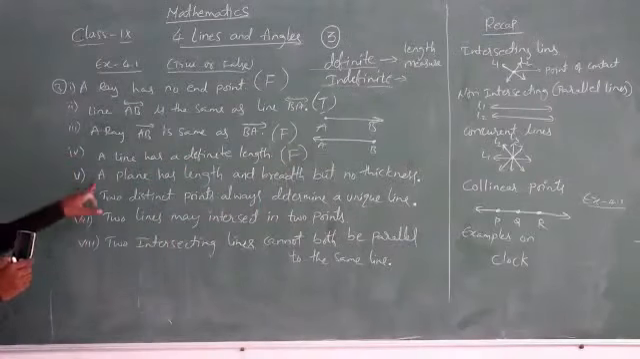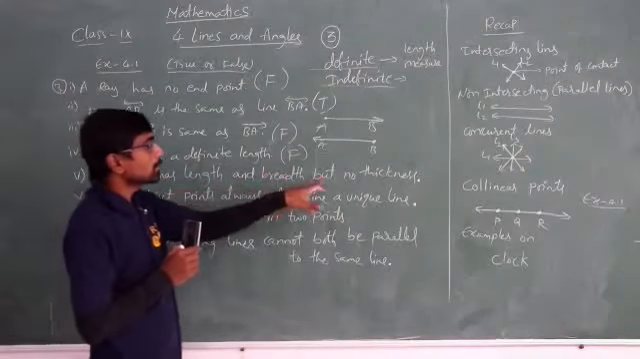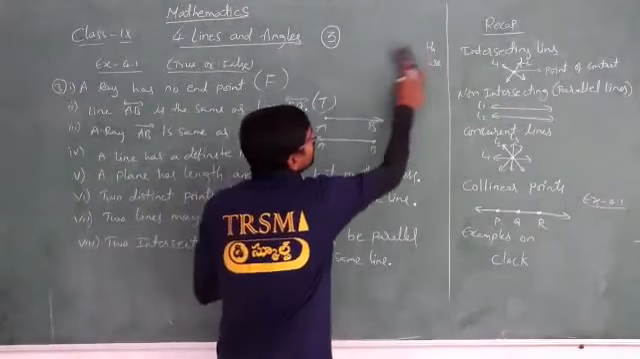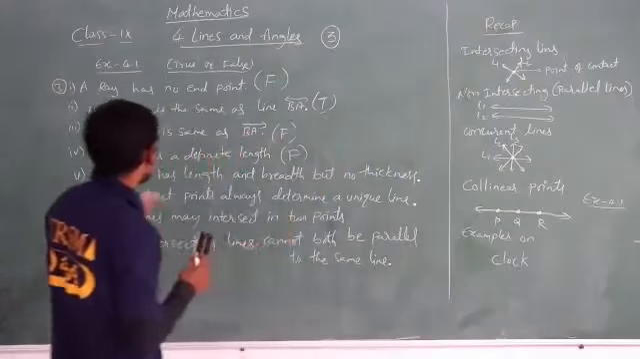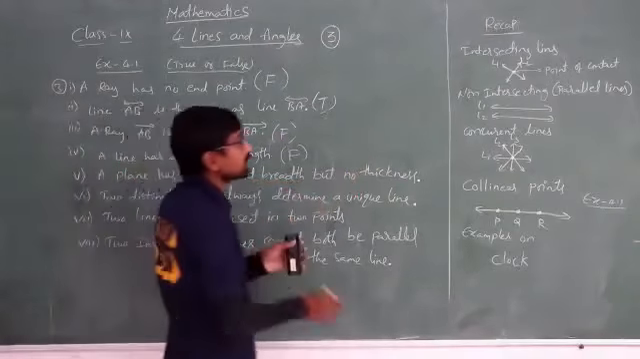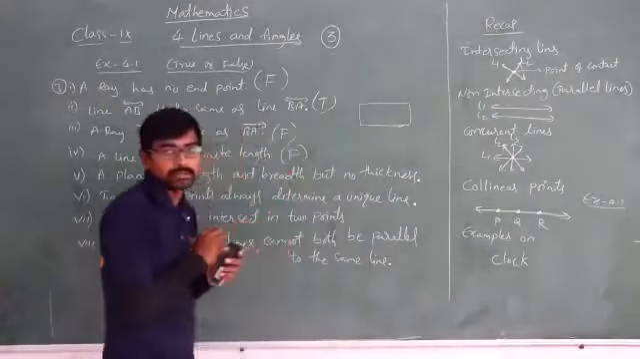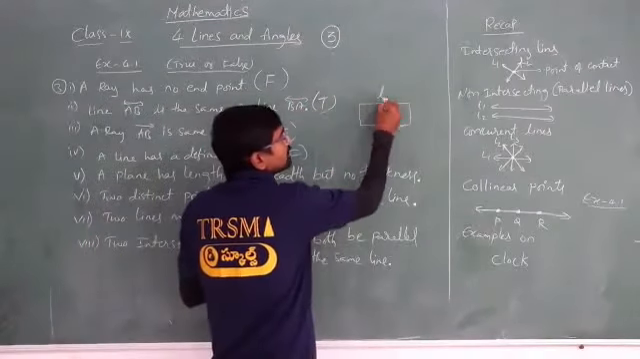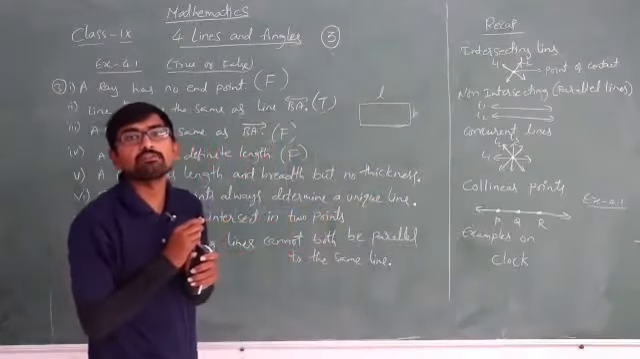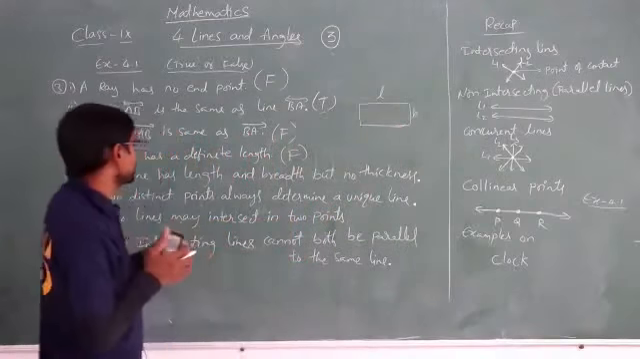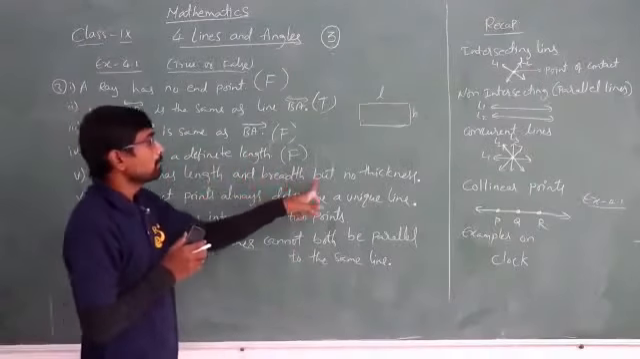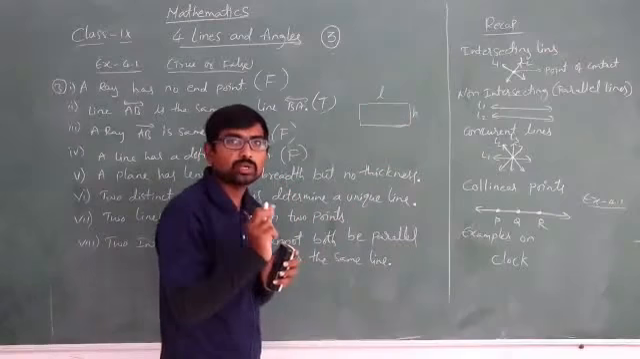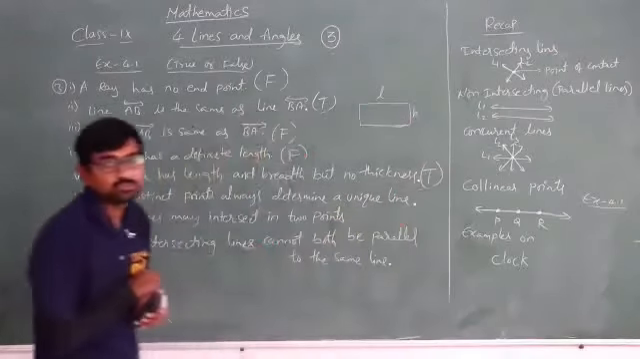Now, coming to the fifth question, a plane has length and breadth but not thickness. What is a plane? It is just a closed figure made by using some lines. If I take a rectangle here, it is a rectangular plane. It is a simple closed figure covering some area. Here this is the length and this is the breadth. For this plane we don't have any thickness. So therefore the plane has length and breadth but no thickness. It is very, very less. So therefore it is true.